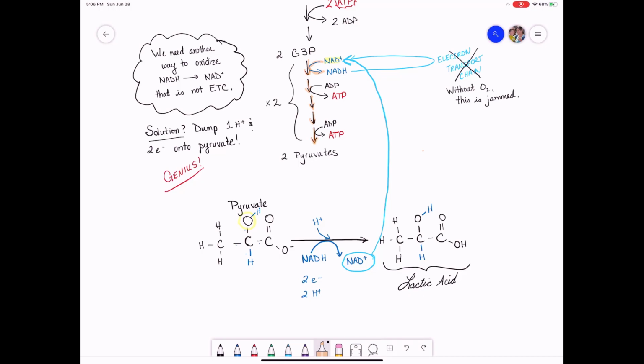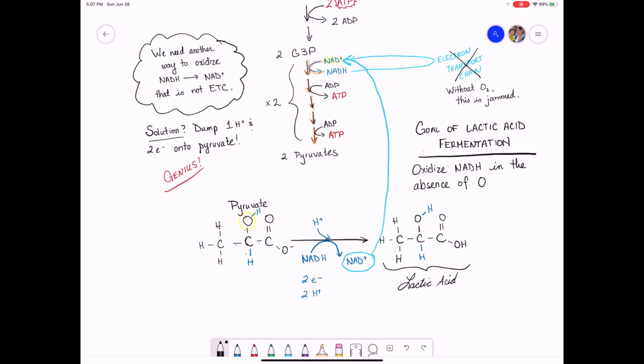So remember that the goal, though, isn't to make lactic acid. Our goal is simply to shove our electrons and hydrogen somewhere so that we can have an empty NAD+ or an empty taxicab again. So again, lactic acid fermentation's goal is to oxidize NADH in the absence of oxygen so that glycolysis can continue, so that you can at least get 2 ATP per glucose even when there's no oxygen.